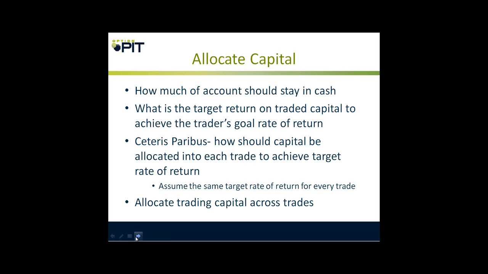So basically all I'm saying here is how much of your account are you going to keep in cash? You should keep a chunk. Based on your target rate of return for your whole account, what do you need to return on your traded capital? Then look at the strategy you want to trade and look at what's a fair return for each strategy and allocate so that you can get the same rate of return for every trade. Then allocate trading capital across trades.